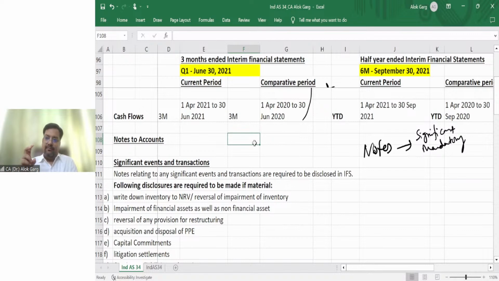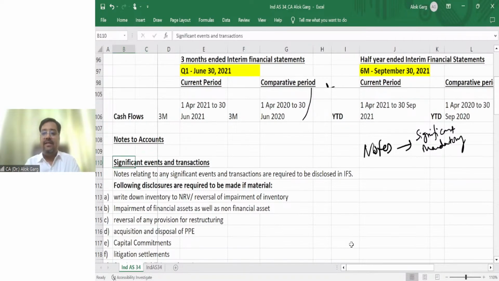Some items are given in the standard, so in the standard a list is given. If these items are significant, meaning the amount is material, then only disclosure is required. In the standard, some mandatory items are given, which means even though the item is not material, the disclosure is still required. Is that clear? So we will be discussing the significant events and transactions first in the notes to accounts.